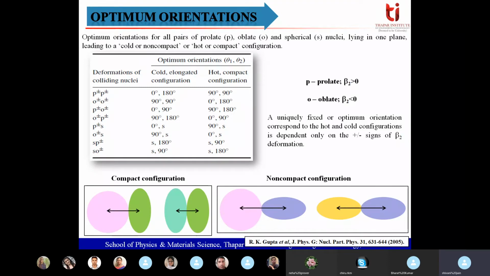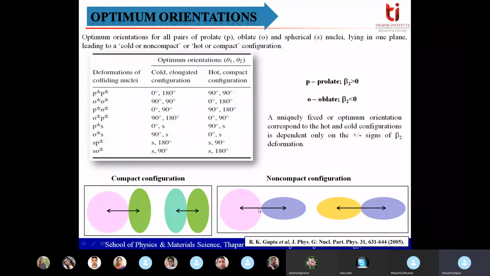These situations of cold and hot configurations are obtained only at a very fixed or optimum orientation. So what does that mean, cold, elongated or non-compact, and hot, compact? You can see here the compact configuration: when the two nuclei are in contact, the deformed nucleus is in a vertical position, and there is large compact interaction between the two nuclei. That's why it is called the compact configuration.